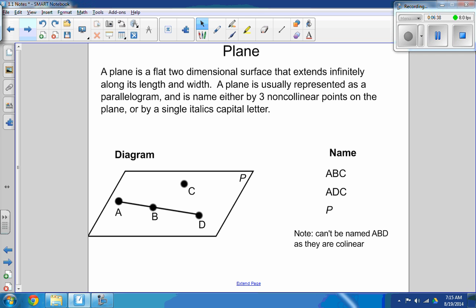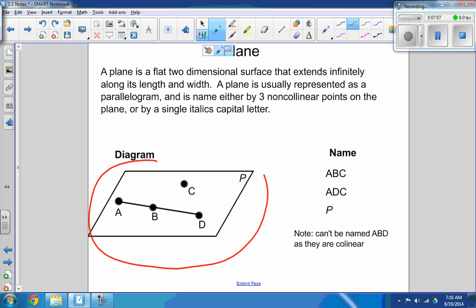A plane is a flat two-dimensional surface that extends infinitely along its length and width. So think about a piece of paper that just goes on forever. A plane is usually represented as a parallelogram, and it's named either by three non-collinear points on the plane or by a single italic capital letter. So this is our plane here. You can see it's a parallelogram shape.